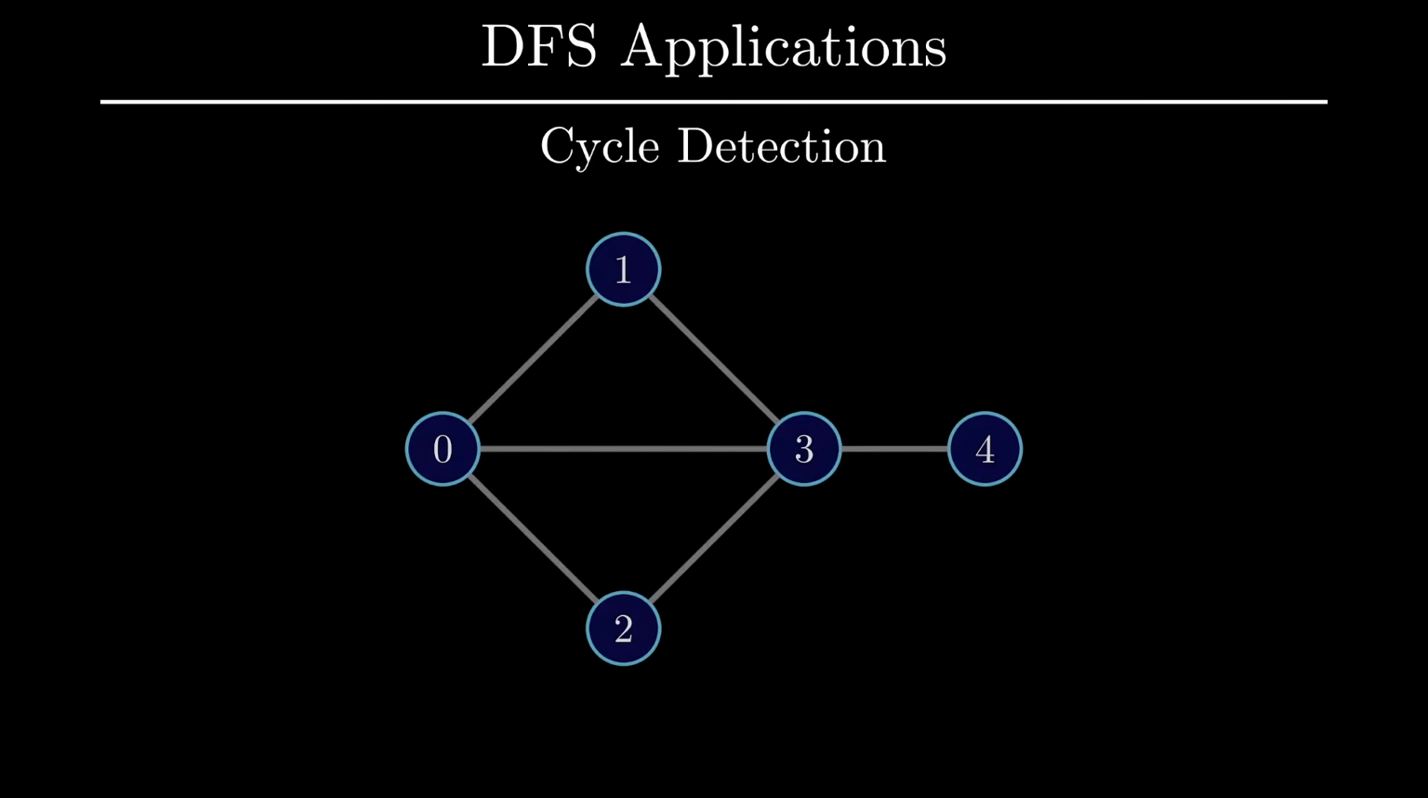In the last part of this video, I want to talk about some of the applications of DFS. DFS with some additional modifications can solve a ton of interesting problems in graph theory. One example is cycle detection. This problem can be solved by applying DFS with the additional check that anytime you encounter a new edge that points to an already visited vertex, you have a cycle.